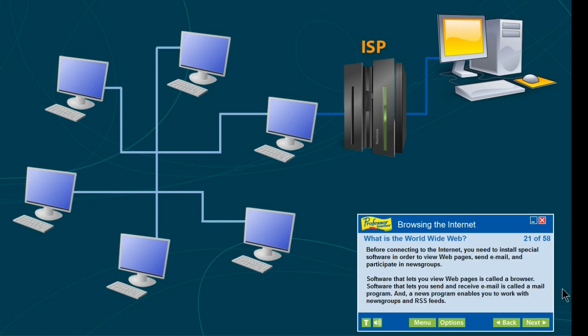Before connecting to the Internet, you need to install special software in order to view web pages, send email, and participate in news groups. Software that lets you view web pages is called a browser. Software that lets you send and receive email is called a mail program. And a news program enables you to work with news groups and RSS feeds.